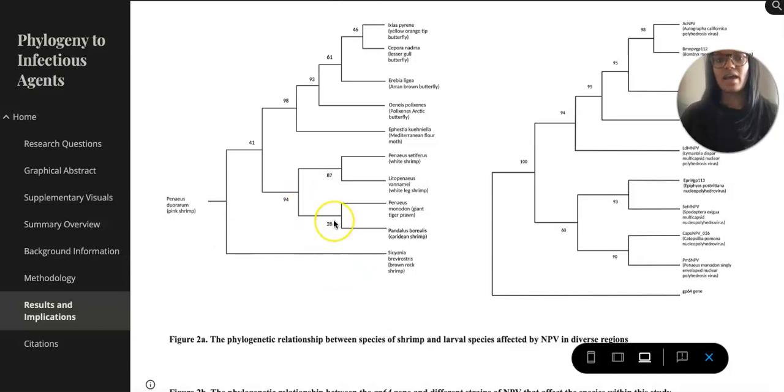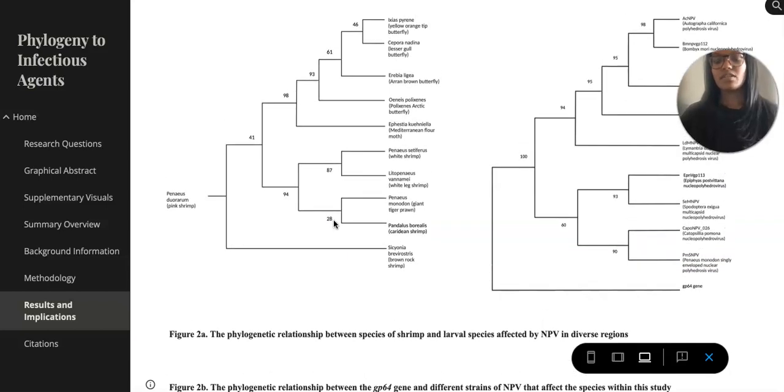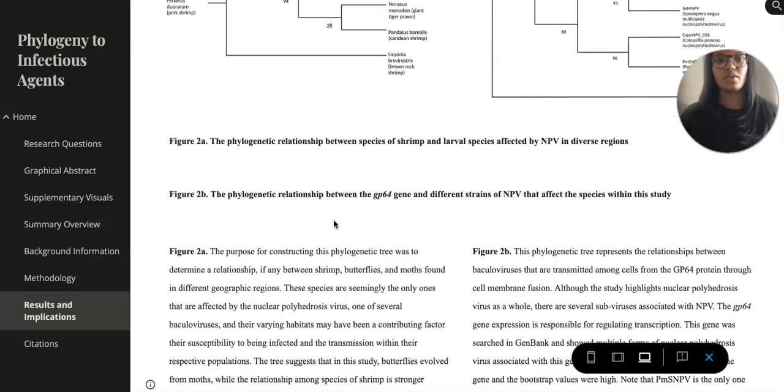And then looking at figure 2b, we see that the baculoviruses all stem from the GP64 gene. So looking at the bottom, we see PMSNPV as the smallest or most independent virus, which kind of makes sense because this is the only one that was found in pink shrimp as well. While the other ones show a much higher confidence the more you progress up the phylogenetic tree.